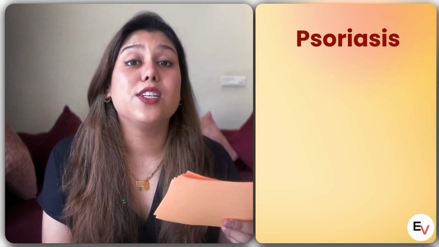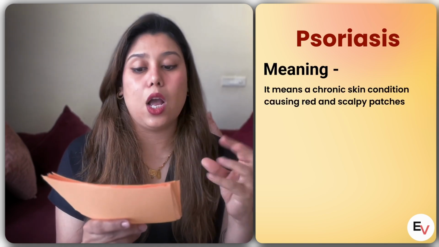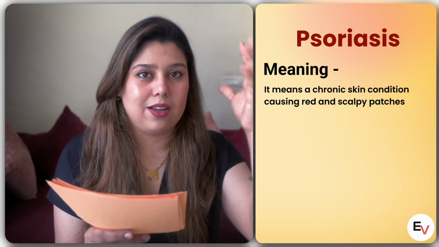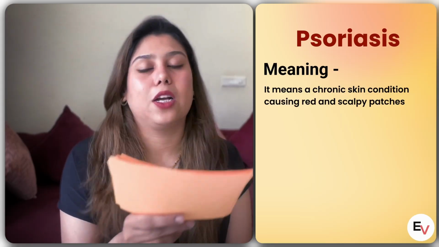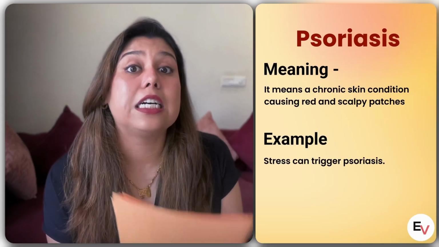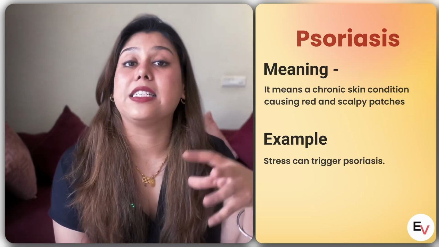Repeat after me, psoriasis. It means a chronic skin condition causing red and scaly patches. And psoriasis is an autoimmune disease. Now let's frame a sentence with this word. Stress can trigger psoriasis. And time for your last word of this segment, which is tetanus.